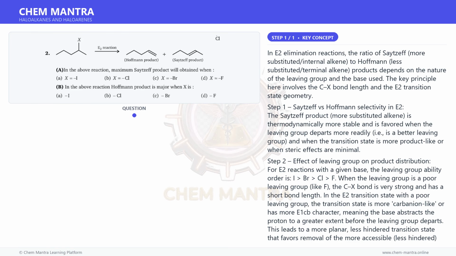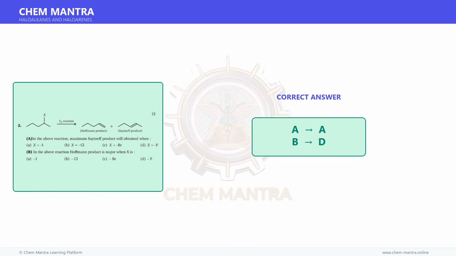Answer B. Option D. X equals F. Step 5. Why other options fail for Part B? I, Br, Cl are all better leaving groups than F and would give increasing amounts of Saytzeff product relative to Hofmann product. Only F gives predominantly Hofmann product due to its poor leaving group ability and the resulting E1CB-like transition state. Therefore, the correct answer is A, B, D. Therefore, the correct matching is A matches A, B matches D.